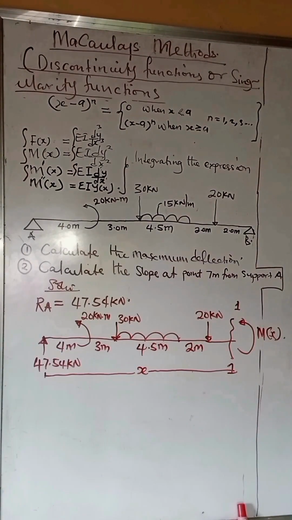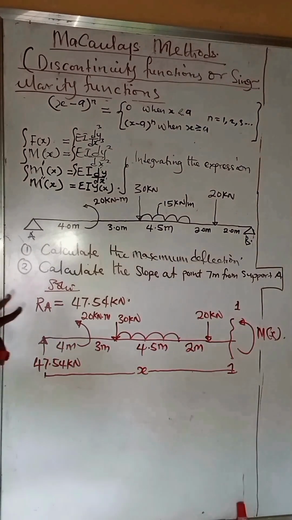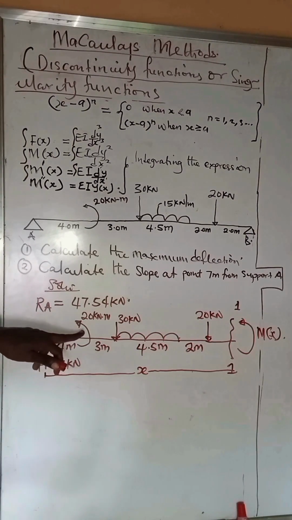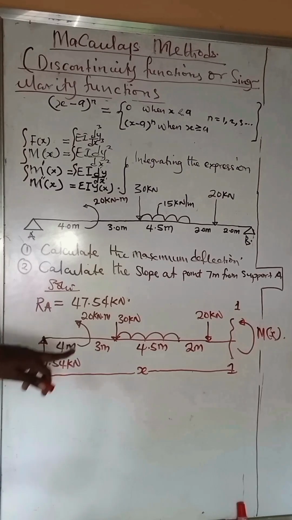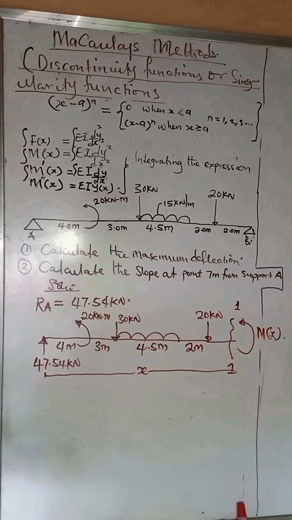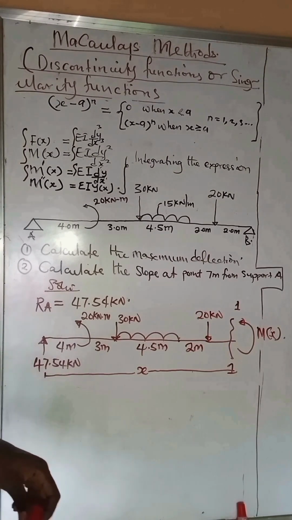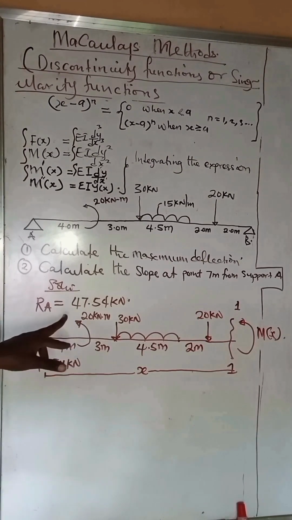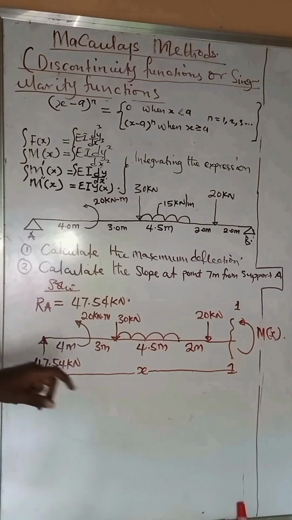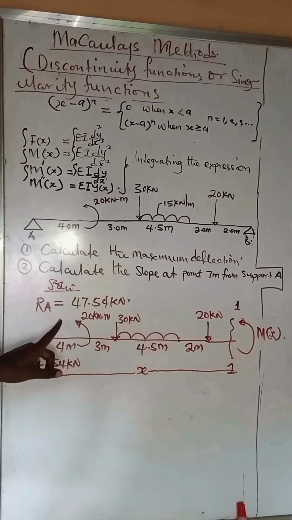Now, there is something we must understand when we are dealing with Macaulay's method. When you have a turning moment, you are going to take the moment expression in terms of S also, but you are going to assign it to be raised to power 0. So what do I mean by that? Don't worry, I'll do that and you are going to see it.